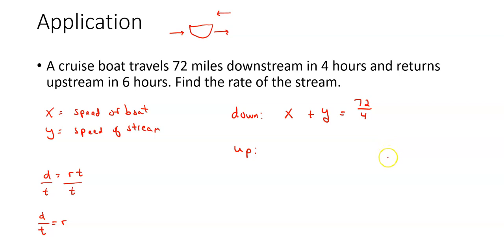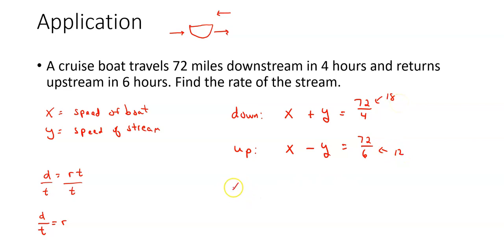Now, if they're going upstream, it goes the other way. Here's the speed of the boat, but the stream is pushing against it. So you've got to subtract rather than add. Do that. How fast did they travel? 72 miles took them 6 hours. So you can think of it as rate, right? You can calculate the two rates separately and then just throw it into the equation like that. So 72 divided by 4 is 18. 72 divided by 6 is 12.